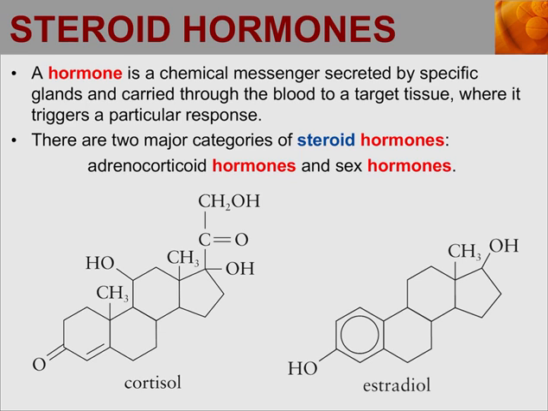Now, other steroids that are very important in our biology are hormones. So a hormone is a chemical messenger, and it's secreted by specific glands and carried through the blood to a target tissue. And that's where it will trigger a particular response. So there are two major categories of steroid hormones. There's adrenocorticoid hormones and sex hormones. So on the left, we have cortisol, which is an adrenocorticoid hormone. You might have heard of this as the stress hormone.